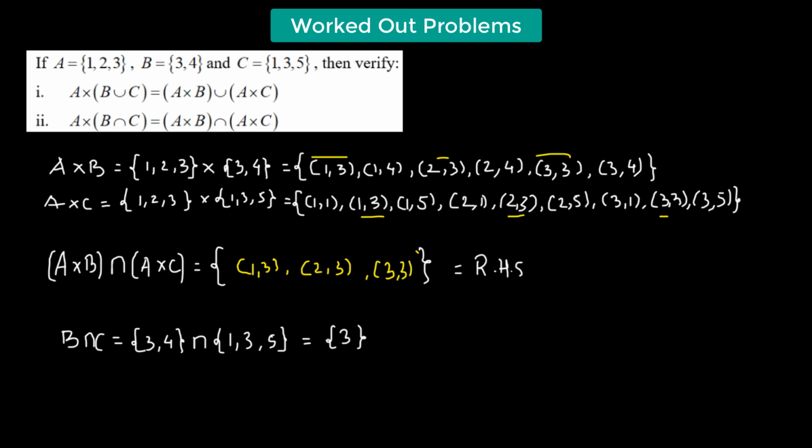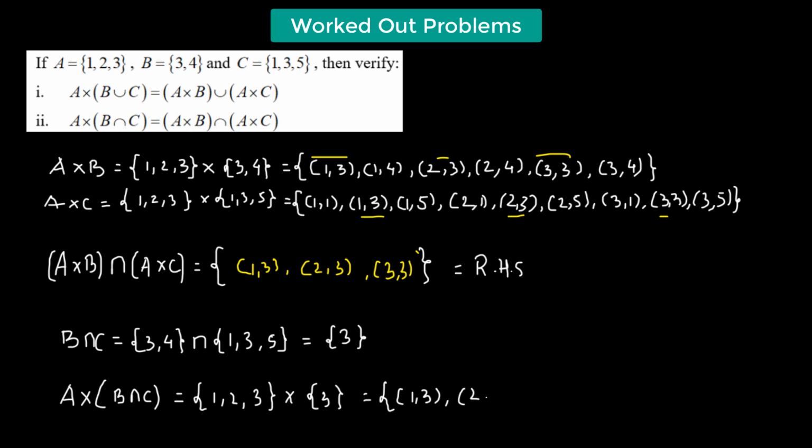Now find out the value of A Cartesian product with B intersection C, and that is simply {1, 2, 3} with {3}. So that gives us (1, 3), (2, 3) and (3, 3). So this is the left hand side, and we see that the left hand side is equal to the right hand side. So these two identities now hold.